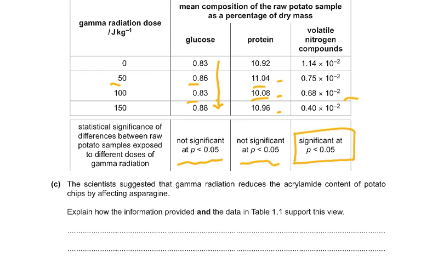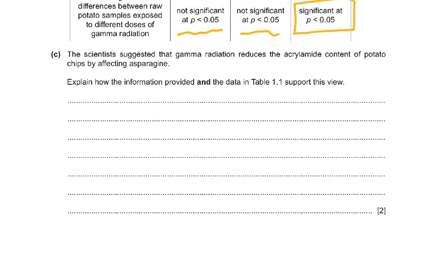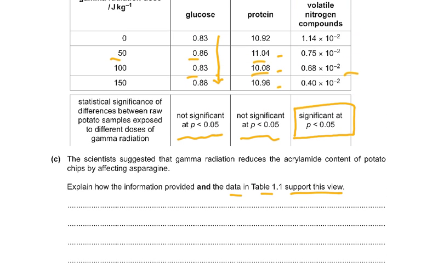The scientists suggested that gamma radiation reduces the acrylamide content of potato chips by affecting asparagine. Explain how the information provided and the data in table 1.1 support this view. Now, what we have to understand is that we have to look at the data and the question. As gamma radiation increases, volatile nitrogen compounds decrease significantly. So you see this decrease. Now, this was in the question. There was nothing you coming up with something brilliant. It's just the things of the question that you were writing.